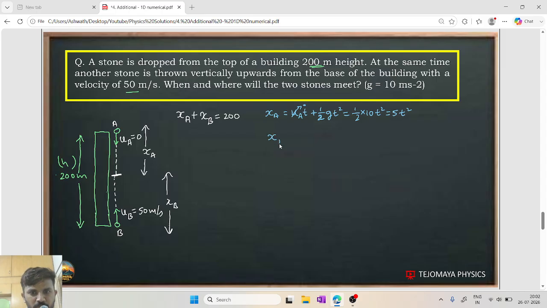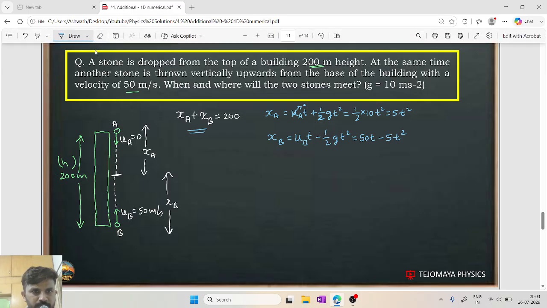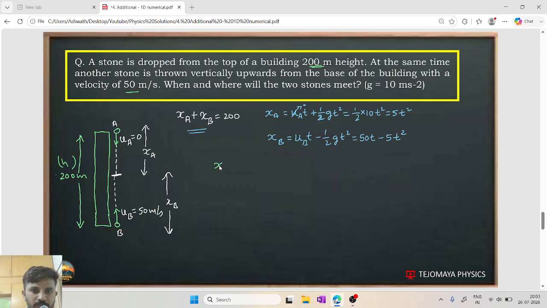Then for stone B, UB into t minus half g t square, we have to write because it is thrown upward. So initial velocity is how much? 50t minus, g value is 10, 10 by 2 is 5, 5t square. So if I substitute these two in this equation, what do I get? The XA value plus the XB value is equal to 200.